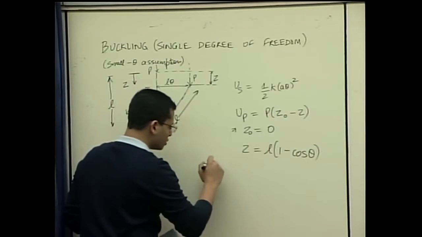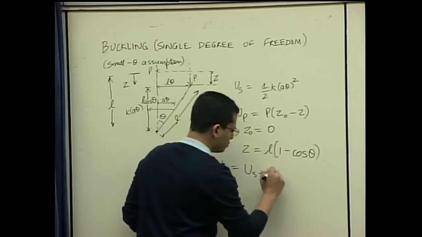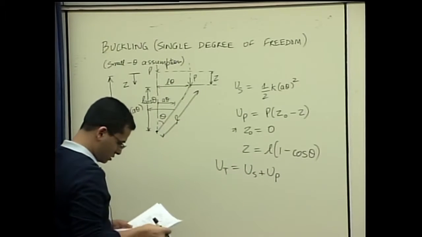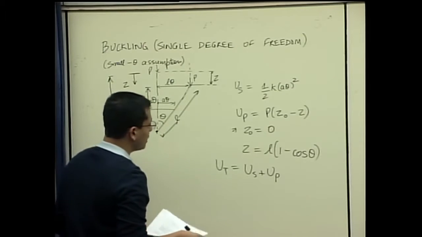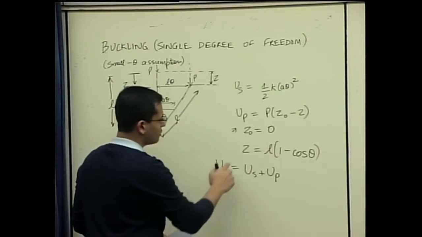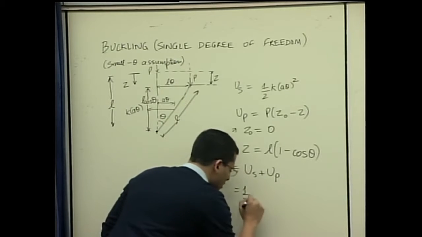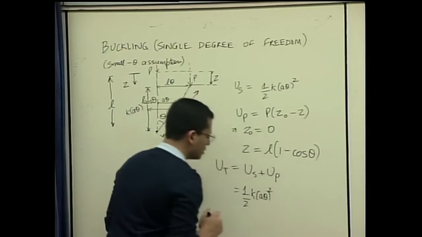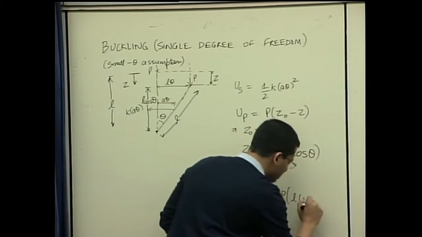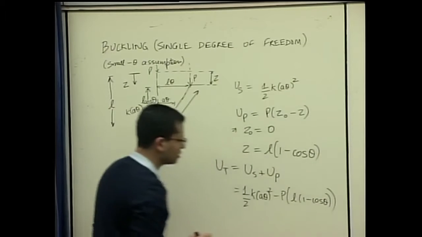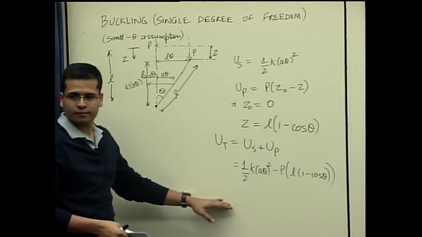So we can write our total potential U_T is U_S plus U_P, and for calculation of U_P, we will substitute the value of z in this expression. So it becomes half k (a theta) square minus P times L (1 minus cosine theta). Any questions at this point?